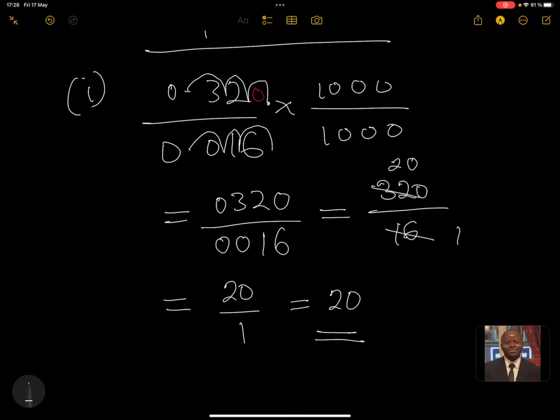So the division of 0.32 by 0.016 is nothing but 20. So this is how to perform basic operation in division. As easy as that. All right? Is it okay, everybody?